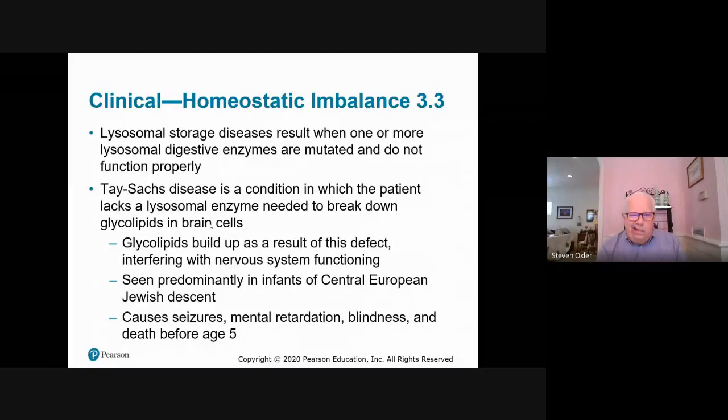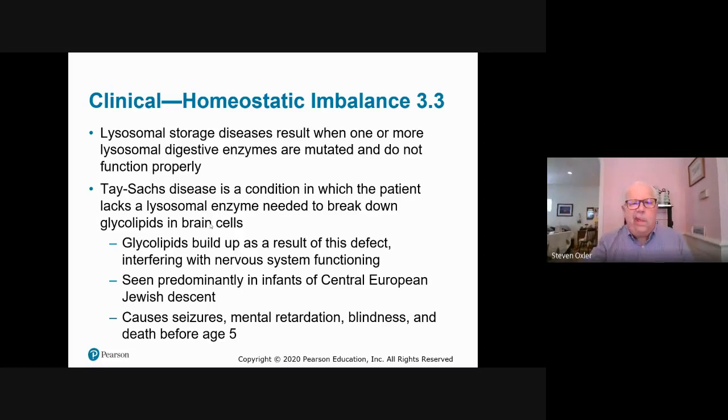A very rare disease called Tay-Sachs disease is a lysosomal enzyme disease that occurs basically in Central European Jews, and it causes severe seizures, mental retardation, blindness, and death before the age of 5. It's a genetic disease.